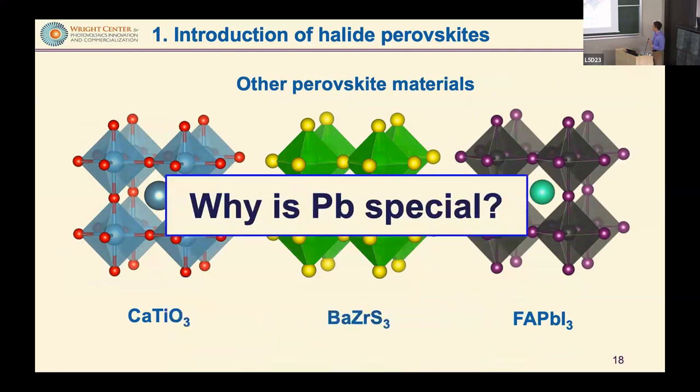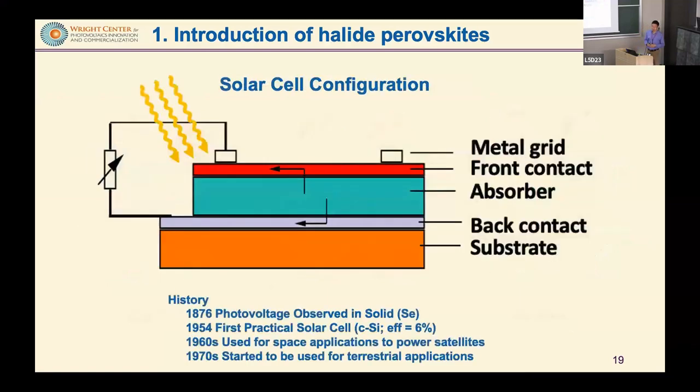So this question comes, why? Why the halide perovskite? Is it not special? And if it's special, what makes it so special? Why does this perovskite, and not the other perovskites, work in the market? In order to tell this, I want to introduce a little bit about solar cells.